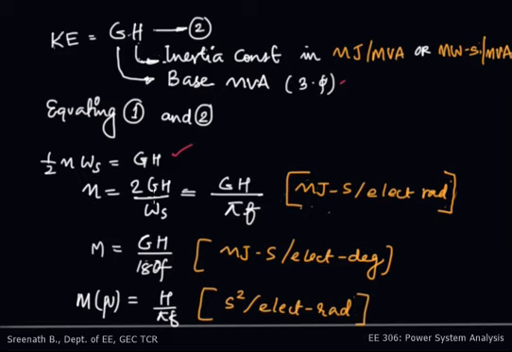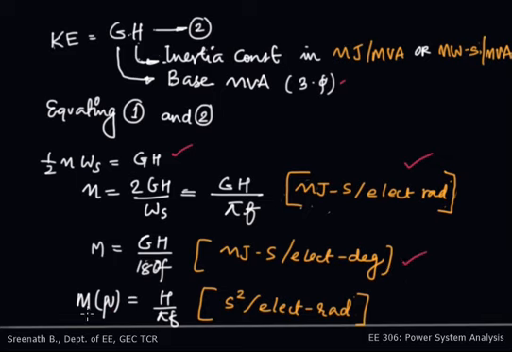From this equation you will be getting M is equal to 2GH by omega S, where you can replace omega S with 2 pi f. So you will be getting GH by pi f, and the unit is megajoule second per electrical radians. Again this can be expressed as M is equal to GH by 180 f. Then the unit becomes megajoule second per electrical degrees.